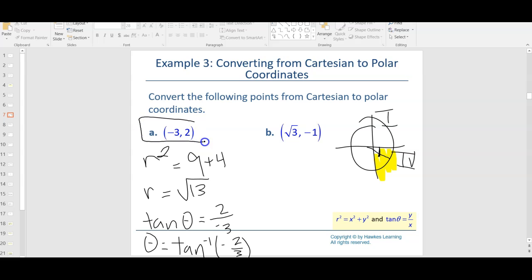Where are we? -3, +2. We're over here. We're in quadrant 2. Arctangent is not defined here. So what do we have to do? We have to find this angle, which is arctangent. And because we're in quadrant 2, we have to add pi to that. And that's how we would get to that value. Okay? That's not a special angle, so we're going to end up with a decimal answer, which I'll show you in just a second. All right, so there's r, and there is theta.